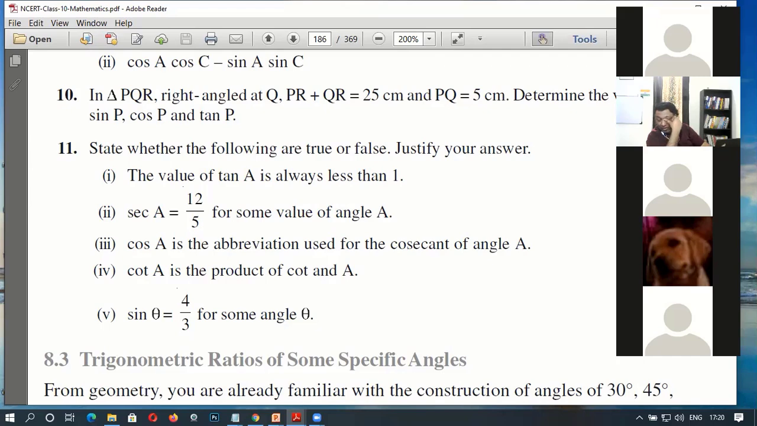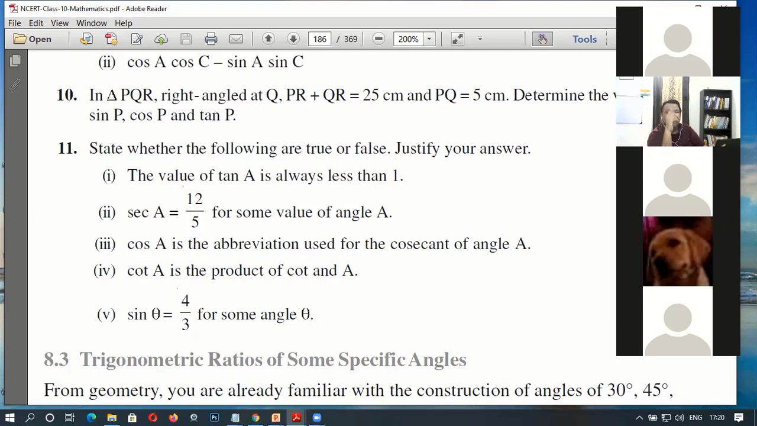Okay. Very good explanation. Understood everybody what it said? Cos A is B by H. Sec A is H by B. Hypotenuse 12. Base is 5.